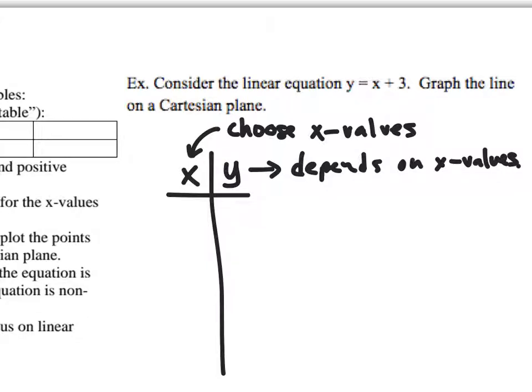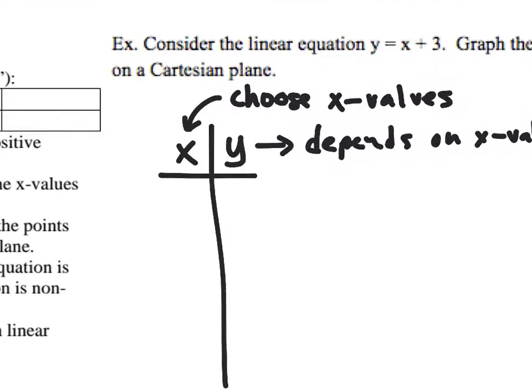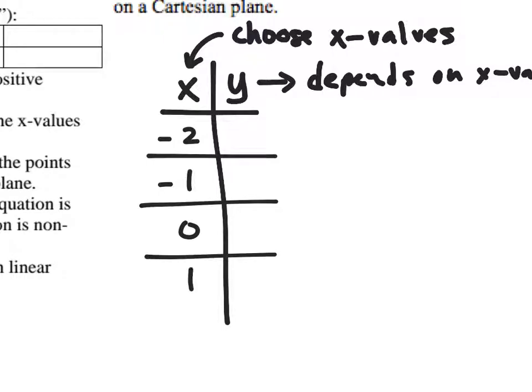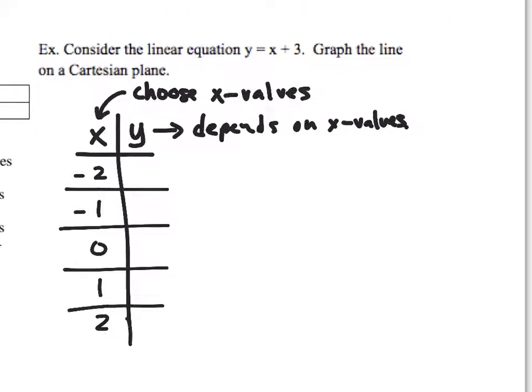So we choose our x values. Typically, I choose the same x values every time. That looks like this: I'm going to choose the value -2, the value -1, the value 0, the value 1, and the value 2. That's pretty standard for choosing x values.